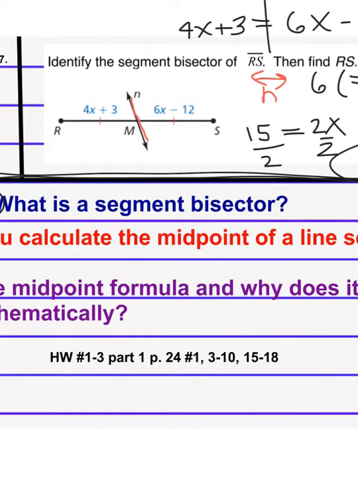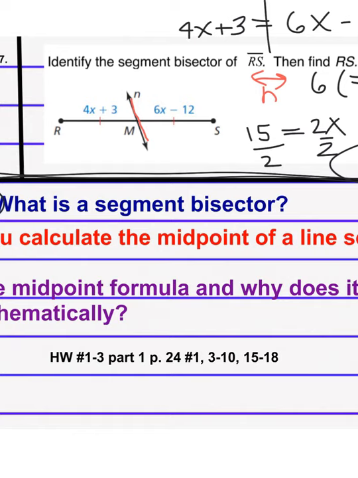Question 2, how do you calculate the midpoint of a line segment? So the red question is asking you, what is the midpoint formula? How do you do it? Something like you add the x's and divide by 2. Why am I asking you this? Because I want you to memorize this formula, so I want you to summarize and remind yourself what is the formula.